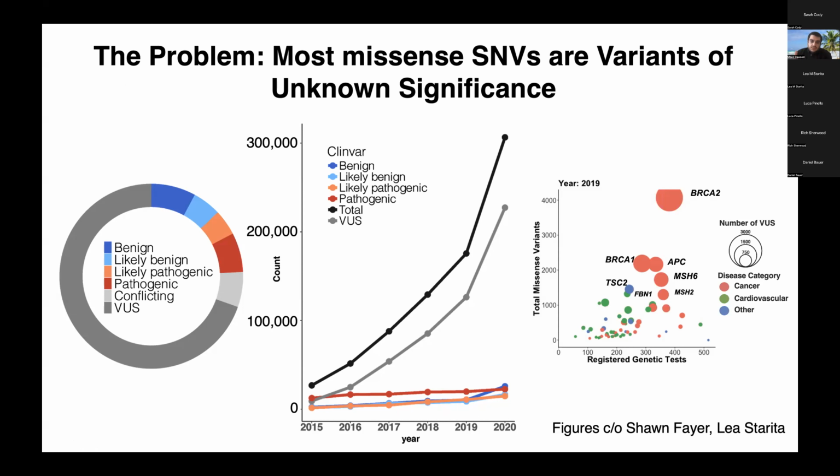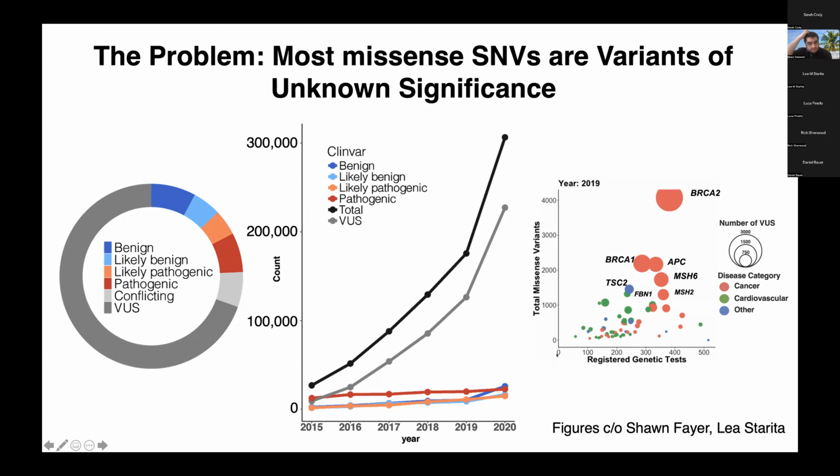And so a new approach, or an orthogonal approach at least, needs to be taken towards classifying these variants of uncertain significance, and attempting to bring to the clinic a level of interpretation that can actually help with patient management.